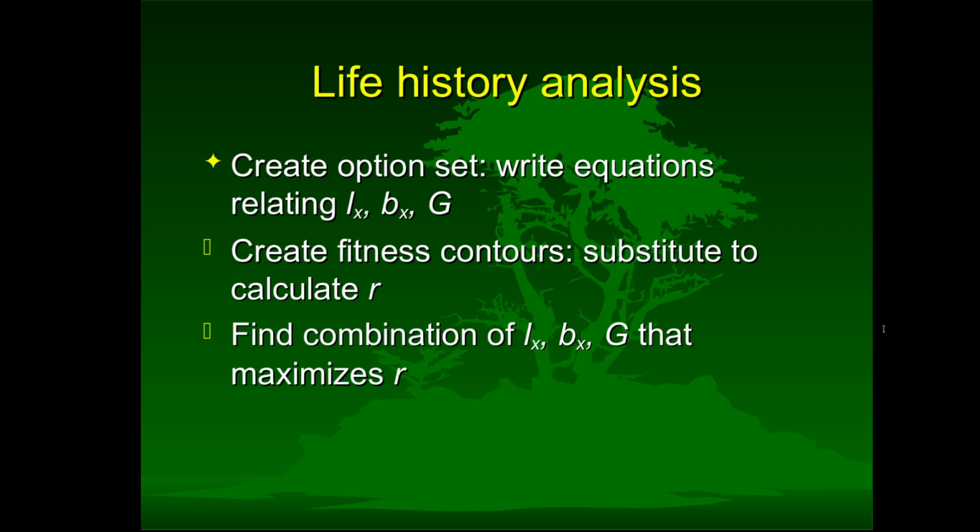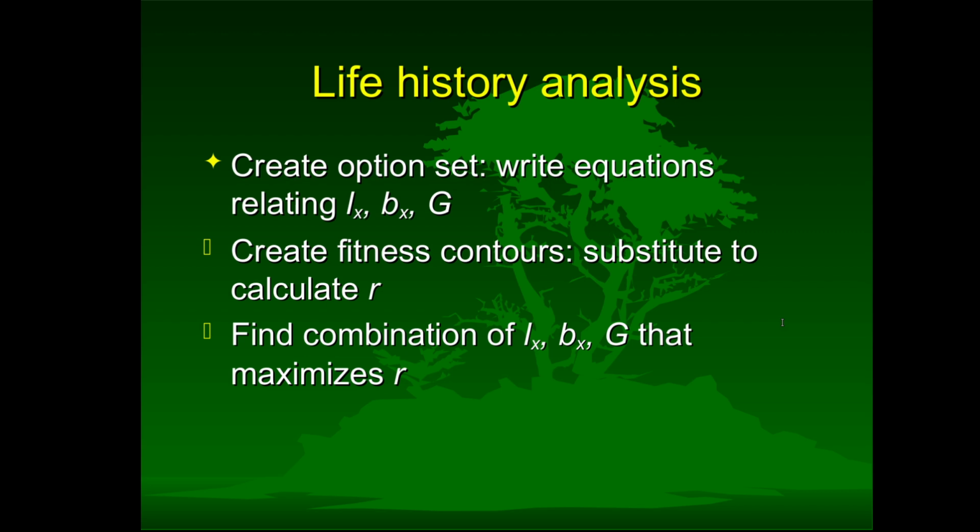Then you can create the fitness contours: substitute the above relationships that you figured out into an overall equation for r, for fitness, then plot the contours on a graph in which the two axes are two of the life history parameters you're interested in from the life table. And then you find the combination of Lx, bx, and G that maximizes r, little r, or fitness. And that maximum is then the prediction of the evolutionary outcome under your mathematical model. So this is the theory that's used to generate those option sets and fitness contours that we talked about before. It comes from population ecology.